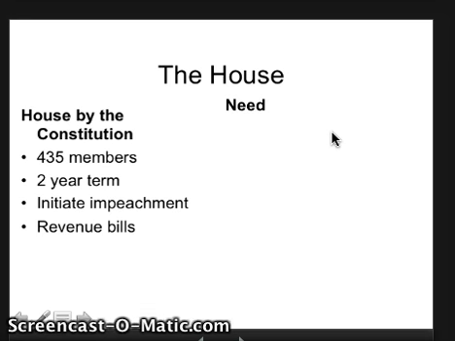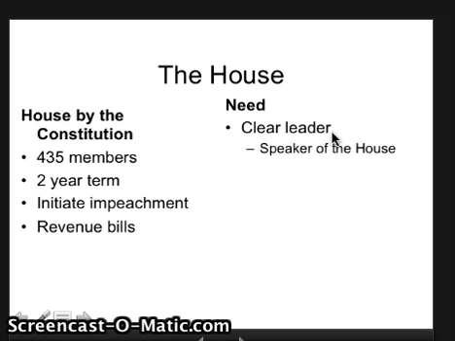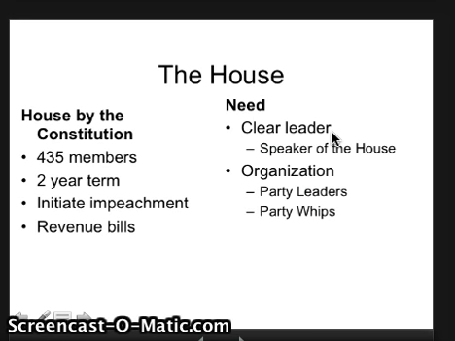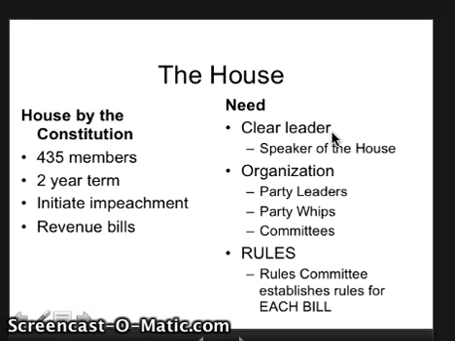Because they're so big, they need a clear leader, who in this case is the Speaker of the House, who has a lot of power and can control the 435 members. They're very organized. They have party leaders, party whips, and committees. And one of the most important committees is the Rules Committee, which establishes the rules for each bill. We'll be learning more about them later.